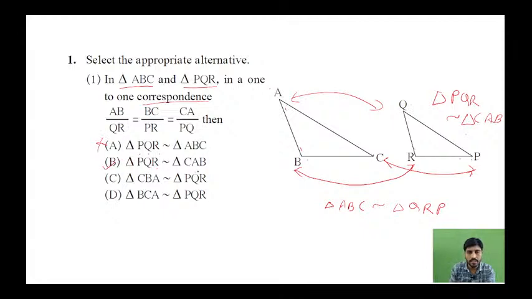Second is PQR is similar to CAB. Here PQR is similar to CAB. Yes, this is the correct option. We'll check two more options. Third option is CBA similar to PQR. These both triangles are also not in correspondence, so this is also not the correct option. And BCA and PQR, so this is also not the correct option. So B is the answer.